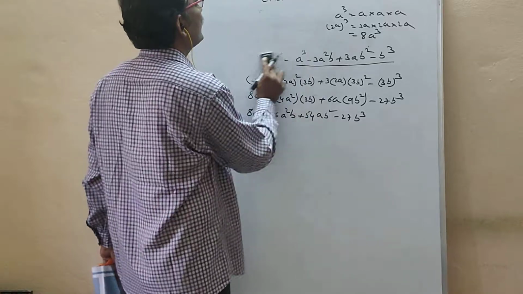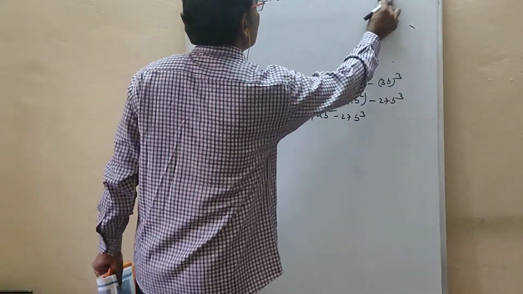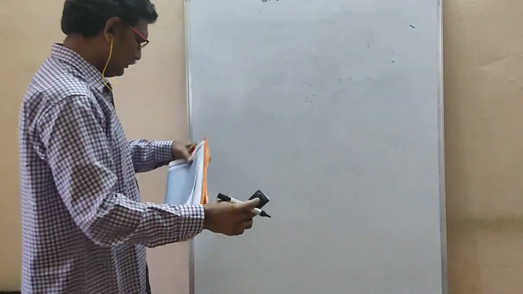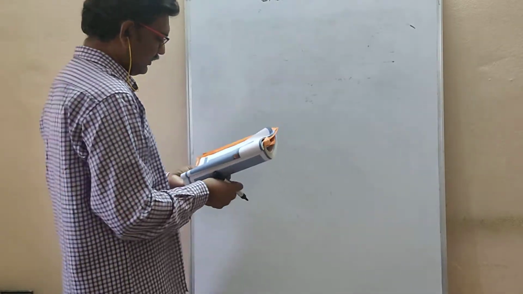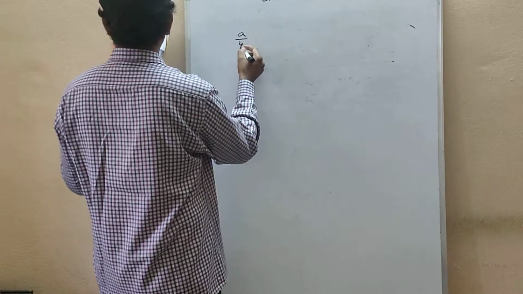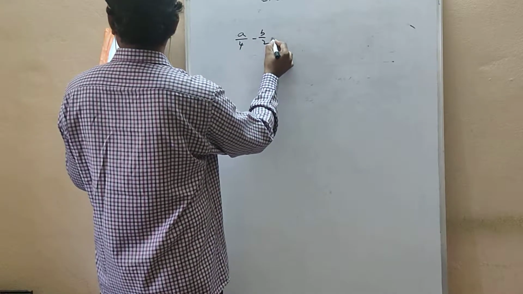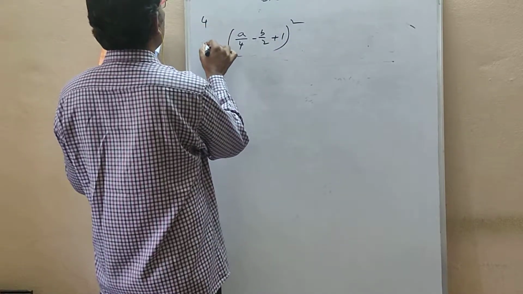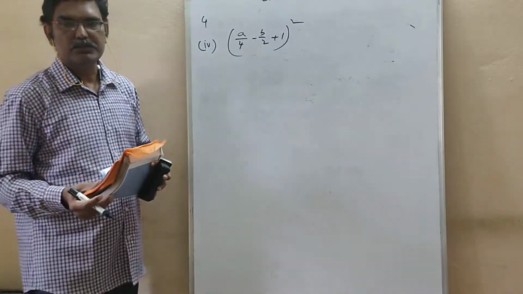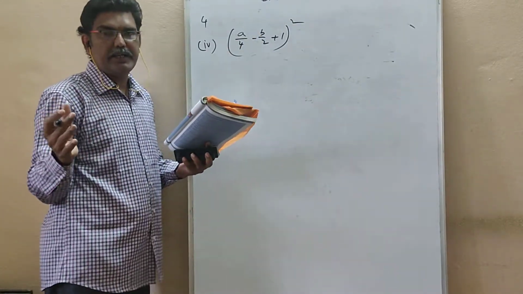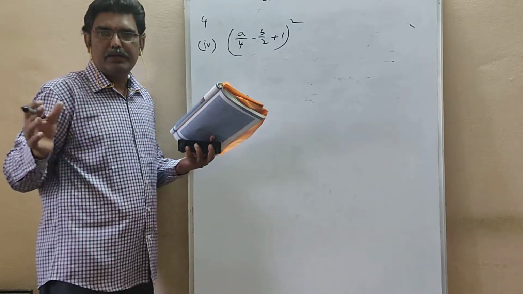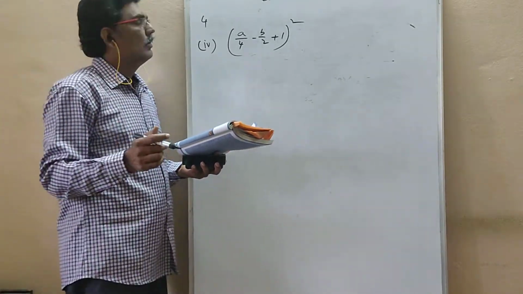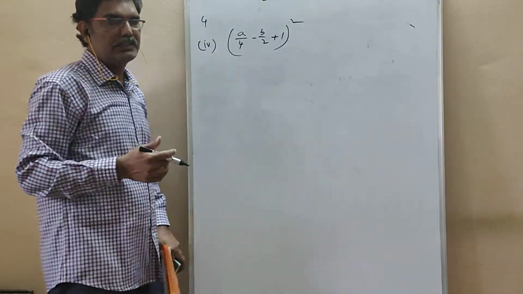Next, now we will go with the next question. So the next one is a by 4 minus b by 2 plus 1 whole square, given here. It is in the fourth problem. They have given it like this. So what do you have to do? Expansion again. Expand means you have to make it large. So how do you have to do expansion? We'll see.